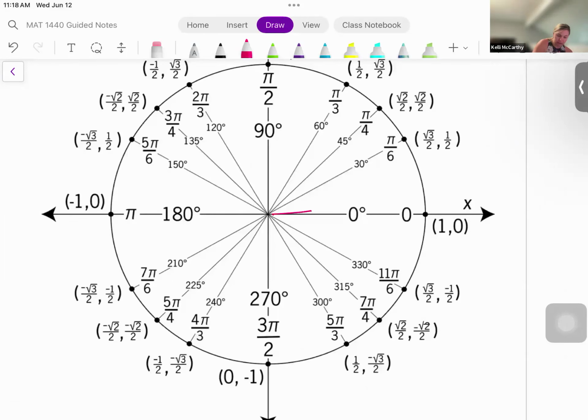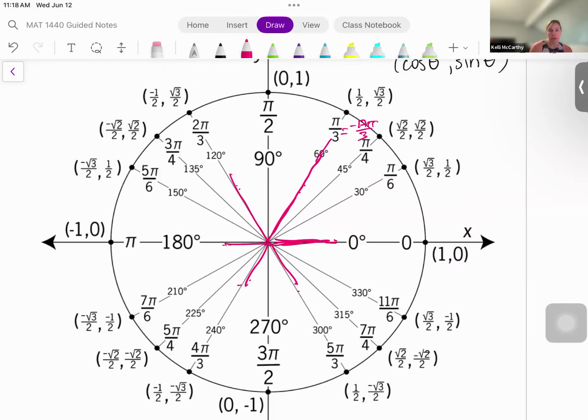So here's 0, negative 1, 2, 3, 4. I'm sorry, I've counted that wrong. 0, 1, 2, 3, 4, 5, negative 6, 7, 8, 9, 10, 11, 12, 13, 14, 15, 16, 17. So this is equal to negative 17 pi over 3. So there's our ordered pair, 1/2, square root of 3 over 2.